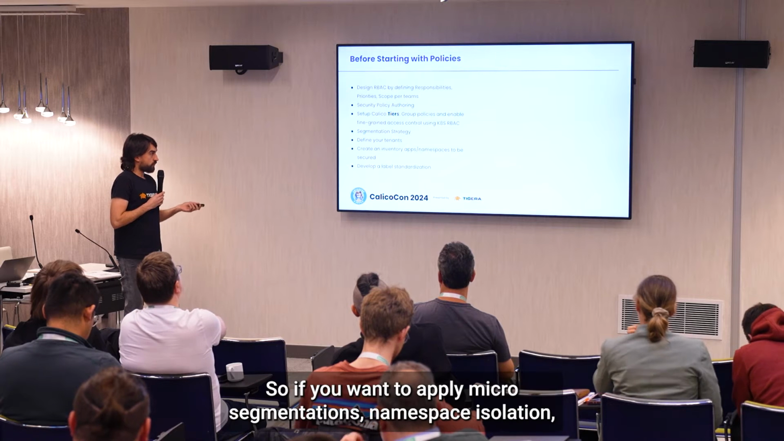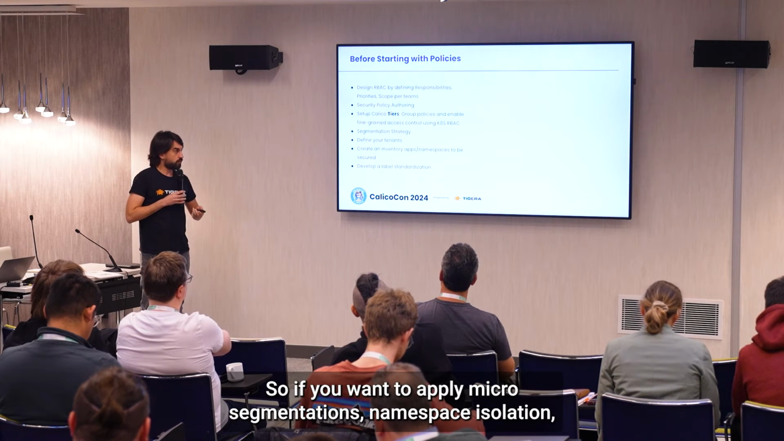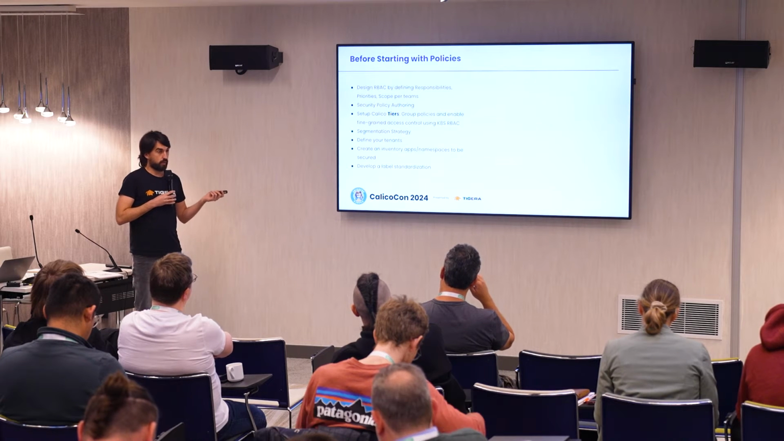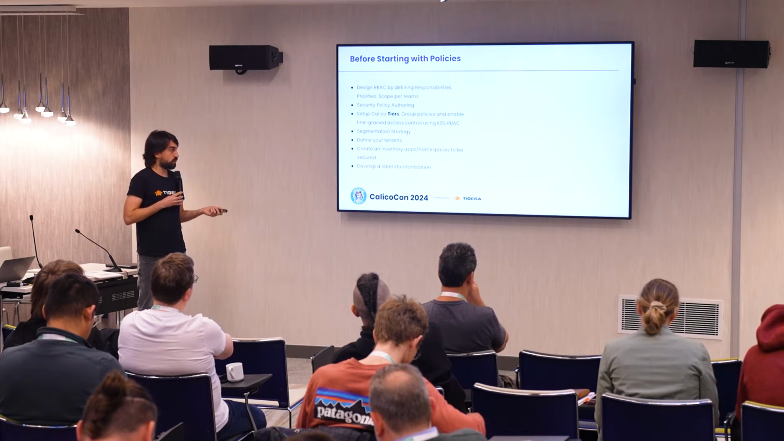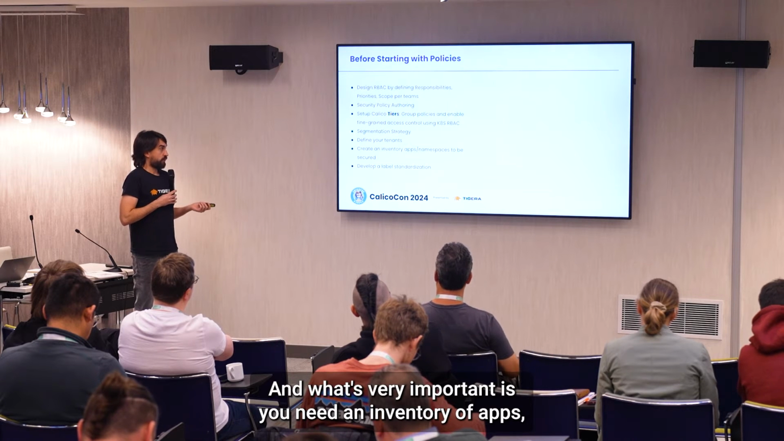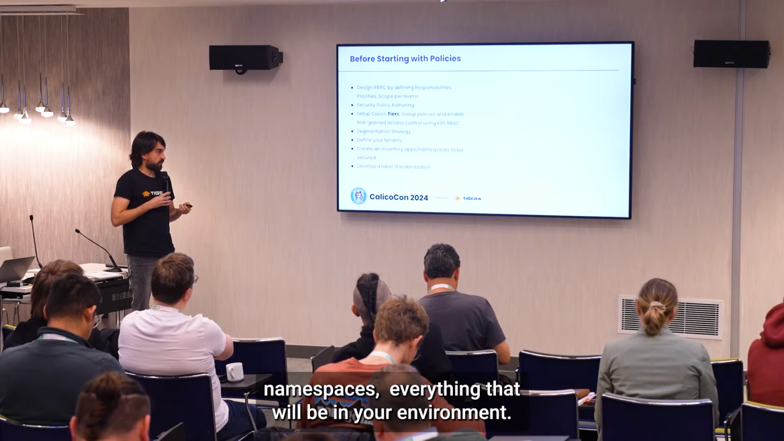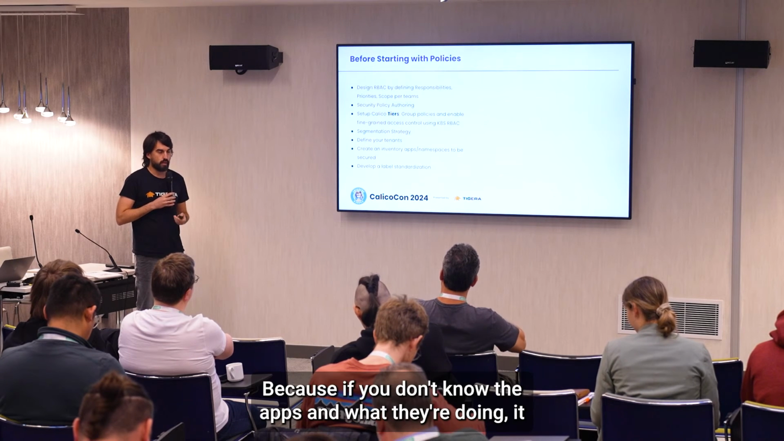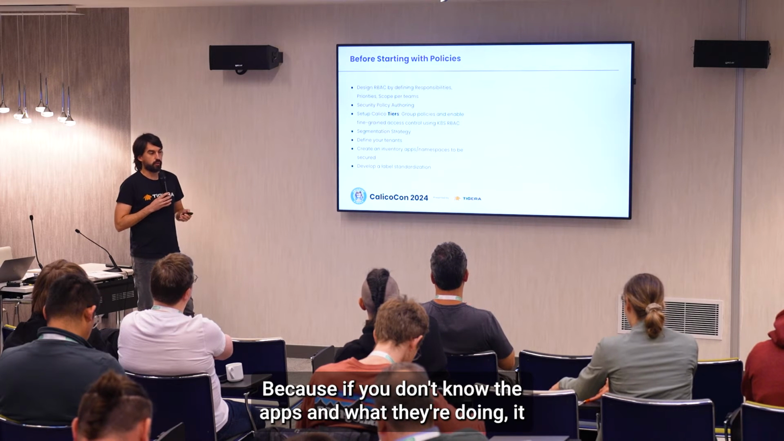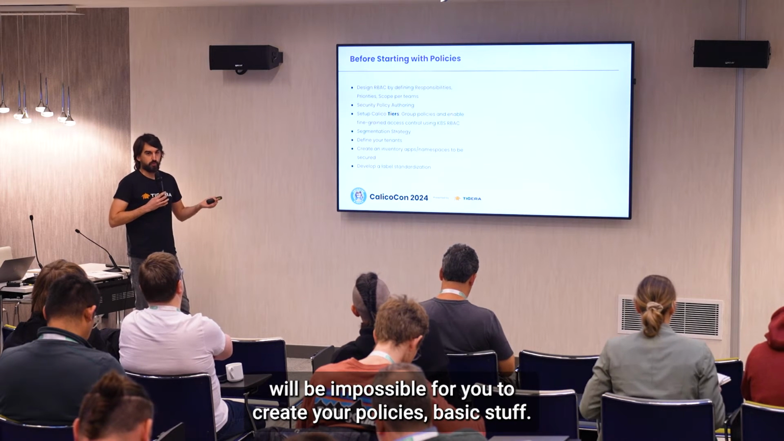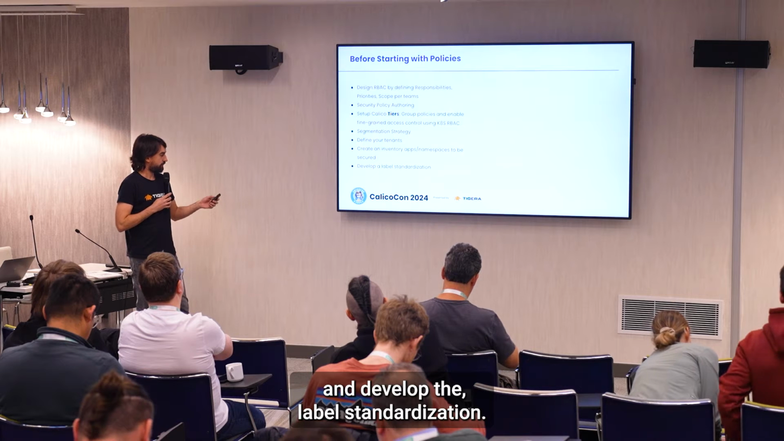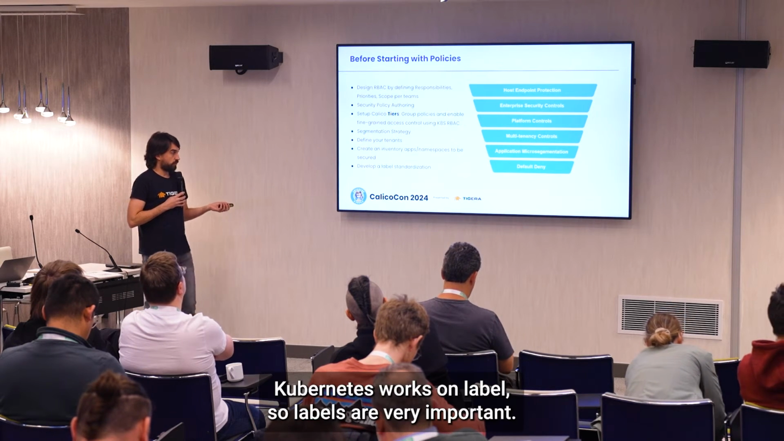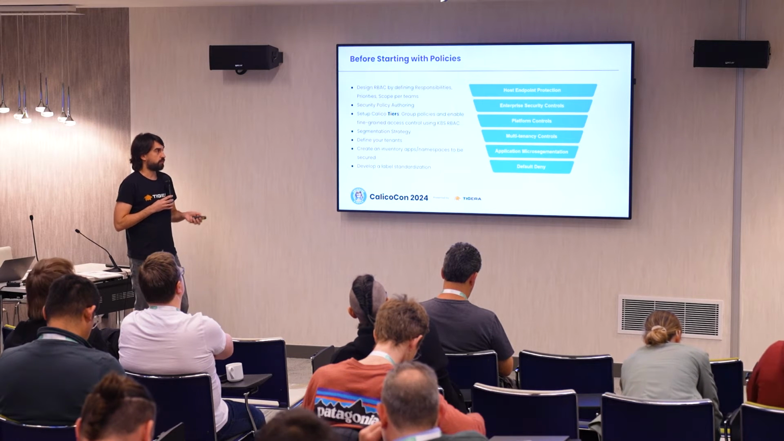Segmentation strategy. If you want to apply micro-segmentation or namespace isolation, you have to define that beforehand, as well as your tenants. Maybe you want multiple tenants. What's very important is that you need an inventory of apps, namespaces, and everything that will be in your environment, because if you don't know the apps and what they're doing, it will be impossible for you to create your policies. Basic stuff. And develop a label standardization. Kubernetes works on labels, so labels are very important.